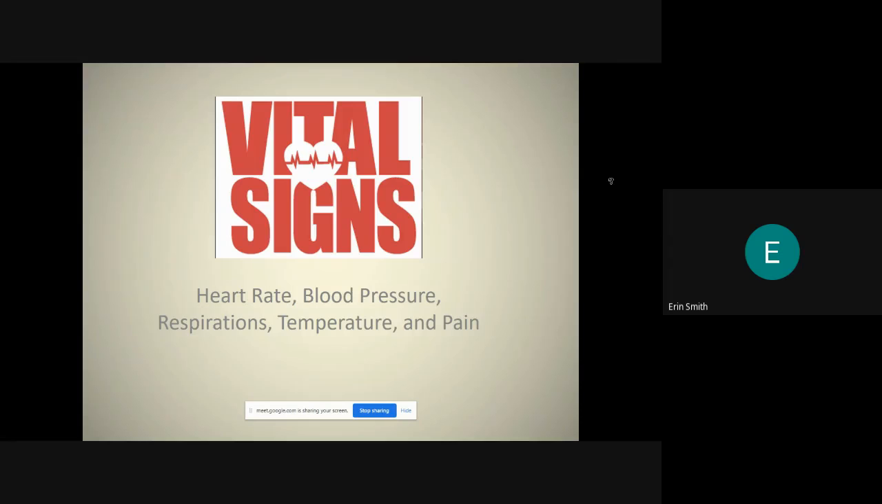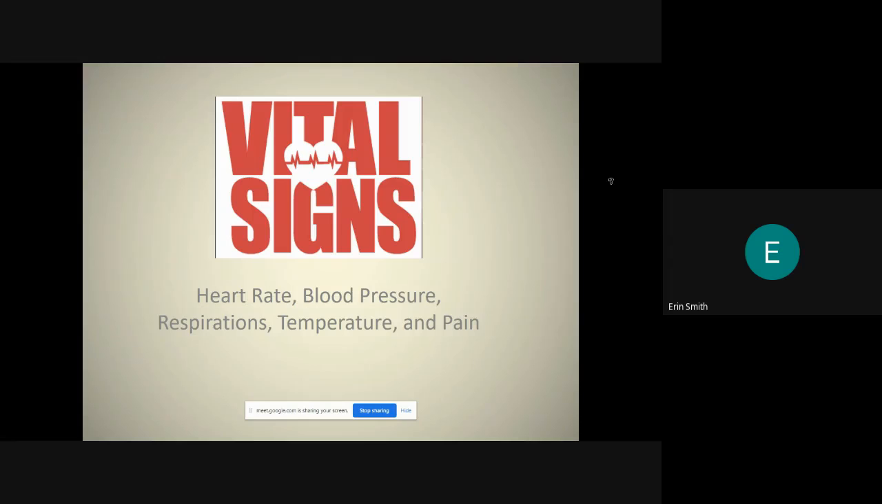Getting that baseline set of vitals, even though you think it might take a little bit of time, the more you do it, the more practice you get, the quicker it's going to be. It's just a really good idea, and it's an excellent piece of objective data to have in your note.